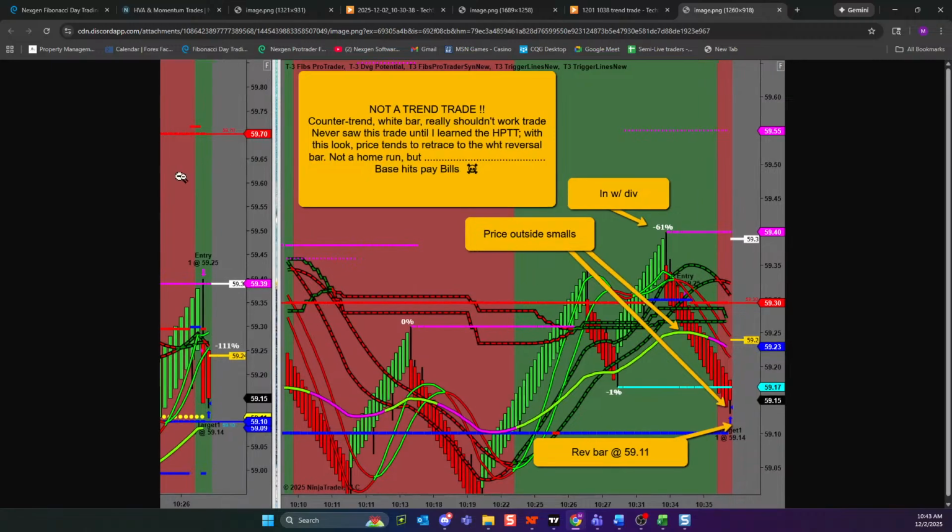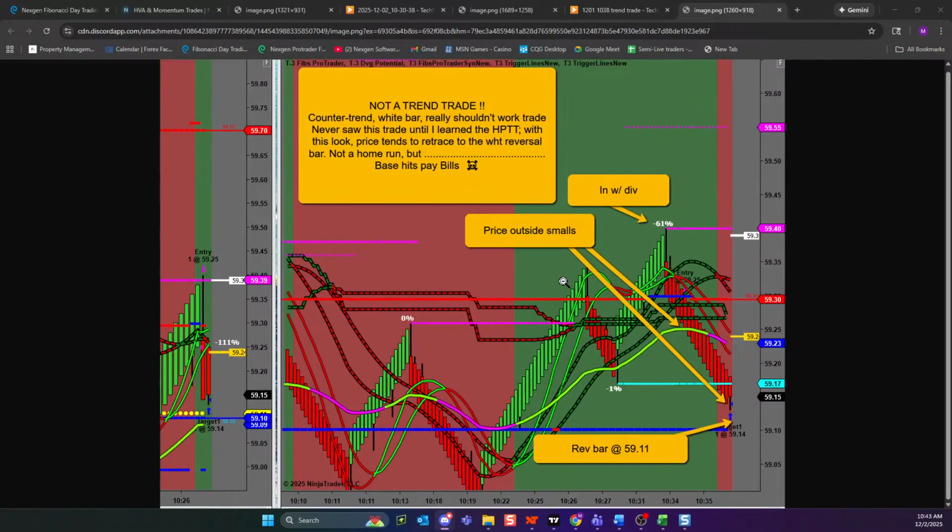Not a trend trade. Counter-trend trade, really shouldn't work trade. Never saw this trade until I learned the high probability trend trade. With this look, price tends to retrace to the white reversal bar on the large chart. Not a home run, but base hits pay bills. So termination, divergence prints, take the entry.